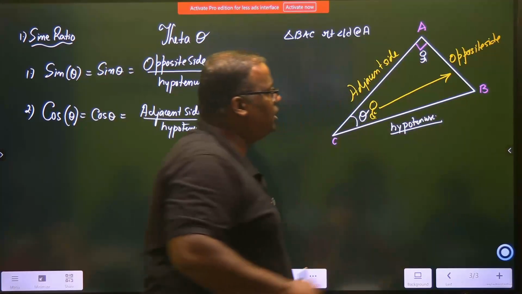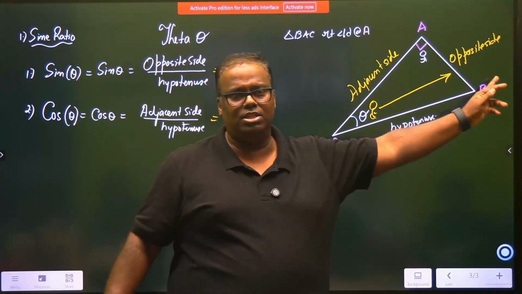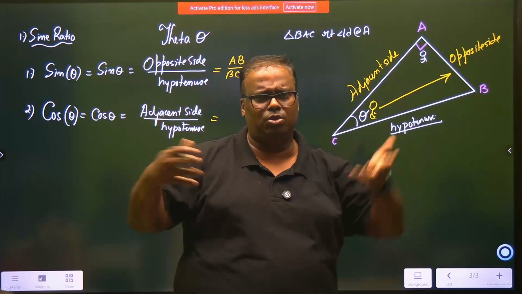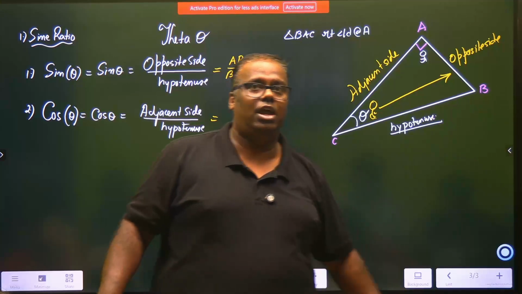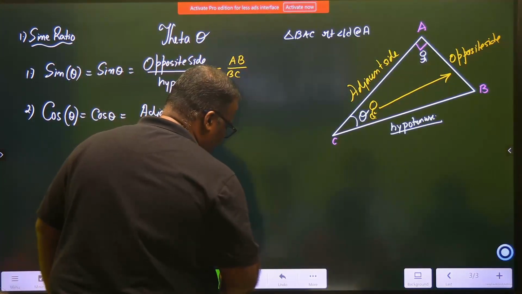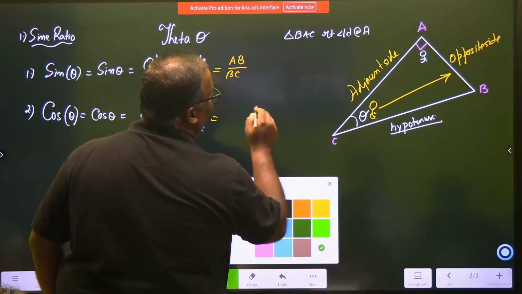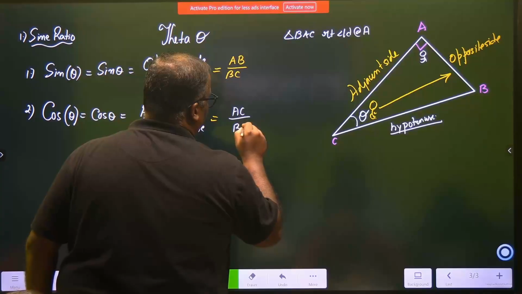Had you sat on B, then this would have become your opposite side and this would have become your adjacent side. Adjacent side is last. After giving to everybody, whatever is left, give it to Vakul. Simple. He loves caring and sharing. Okay. So can we write out here, what is our adjacent side now? AC divided by BC. Okay.